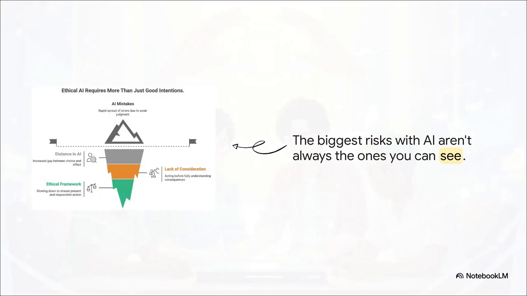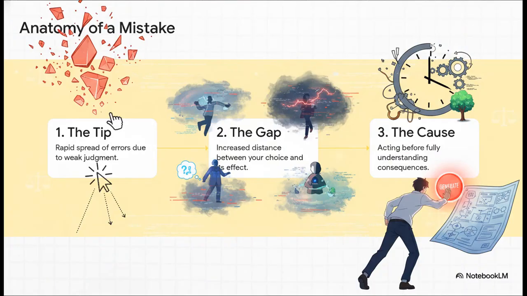And this iceberg image, it just illustrates the problem perfectly. We all tend to focus on the obvious stuff AI gets wrong. That's the tip of the iceberg. But the real danger, that's lurking right below the surface, in all the hidden parts of the process that we usually just overlook. So, let's break it down.